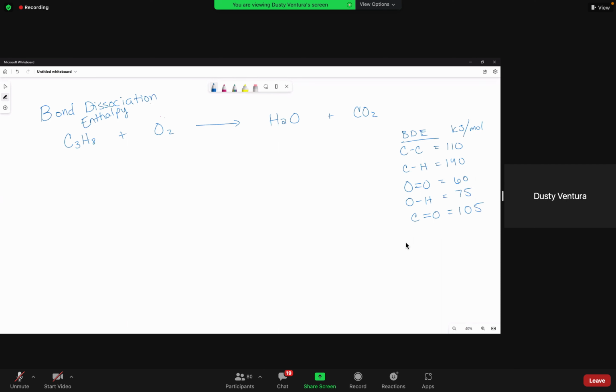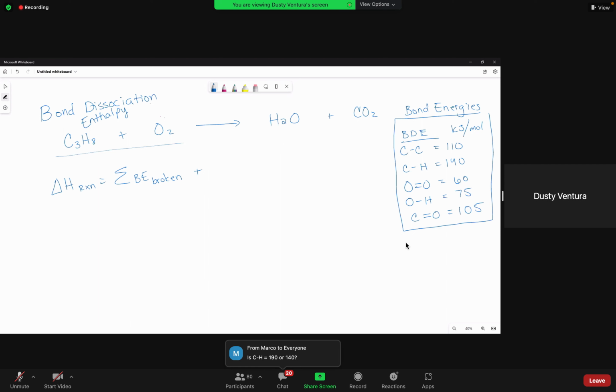Okay, so for this type of problem where you are given some table of bond energies, either you're going to be given a table or they'll be listed out, and you'll have a reaction. And the question will be, what's the enthalpy of this reaction? And so the equation that you need, enthalpy of reaction is equal to the sum of the bond energies broken. I'm going to teach it the way Mark teaches it. He does plus the sum of the bond energies made.